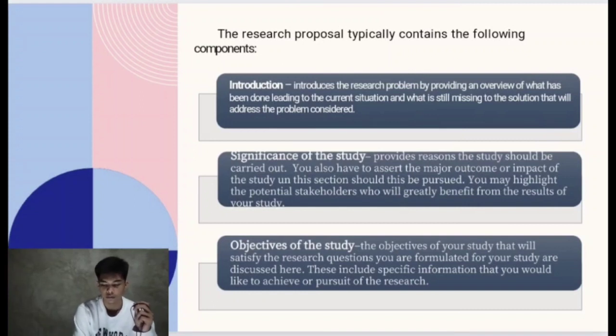So the second one is the significance of the study. Provides reasons the study should be carried out. You also have to assert the major outcome or impact of the study. This section should explain why this should be pursued. You may highlight the potential stakeholders who will greatly benefit from the results of your study. So it highlights the potential impact, contributions, and benefits that the study may have within the field of research, as well as its broader implications.